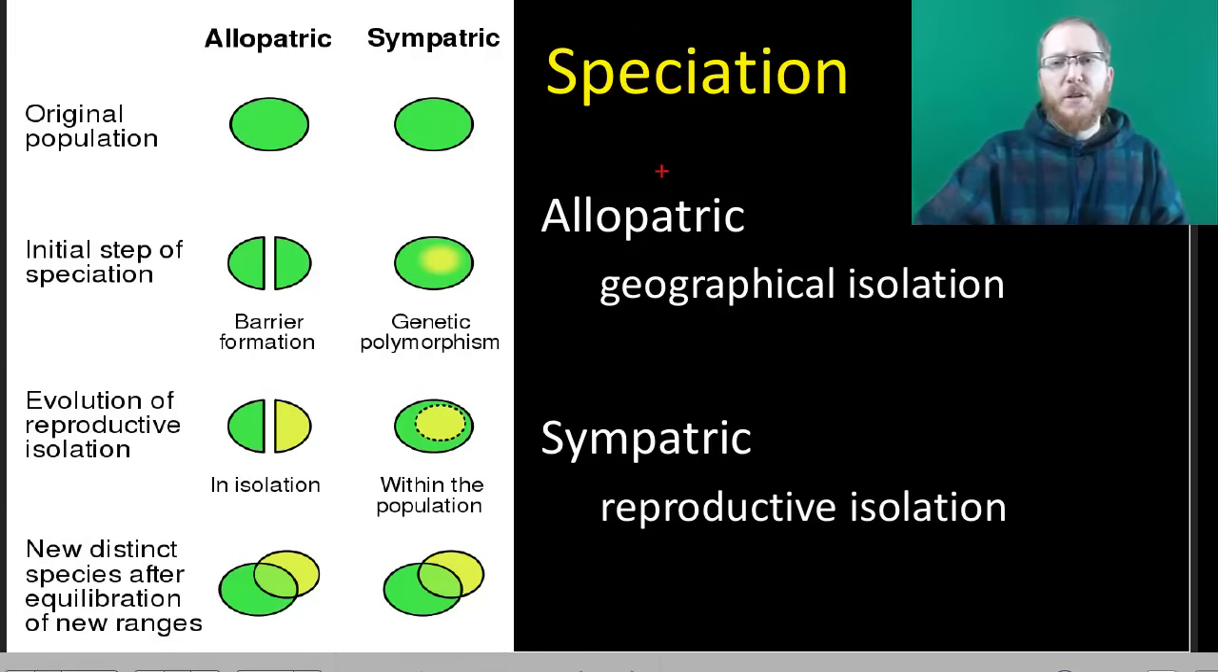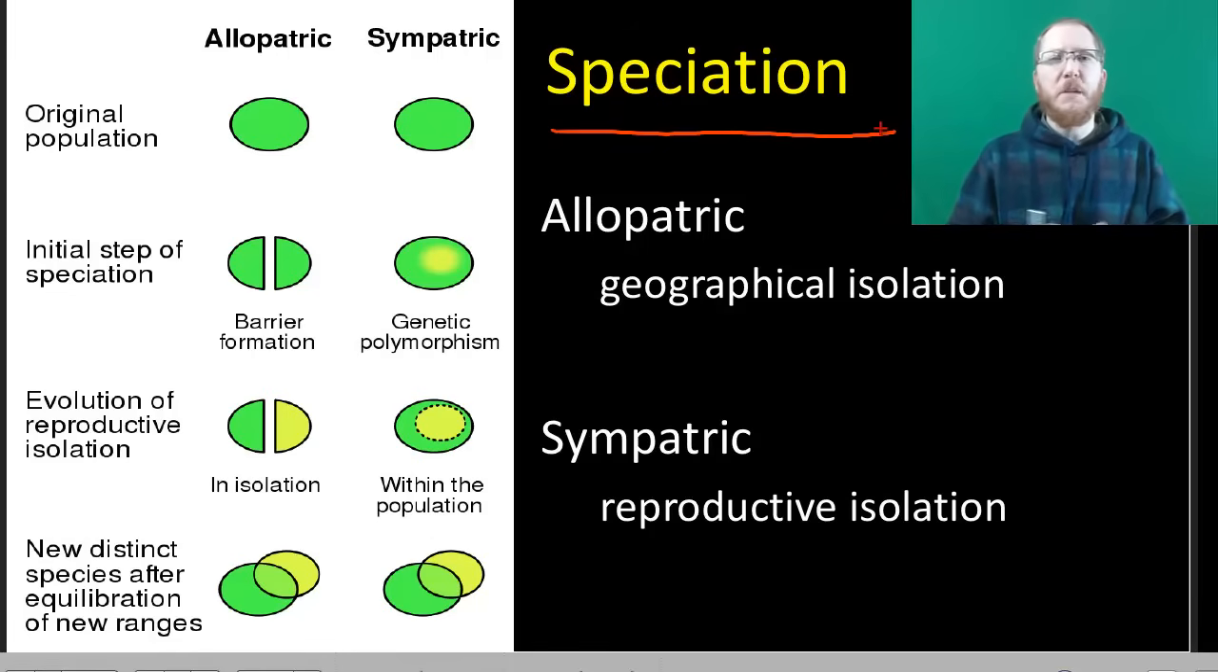Now, for speciation, there's two general pathways, modes of speciation that we're going to discuss. And those are allopatric and sympatric. Allopatric is the most obvious, the simplest. This is like where a volcano or a mountain arises, and so it separates two populations.